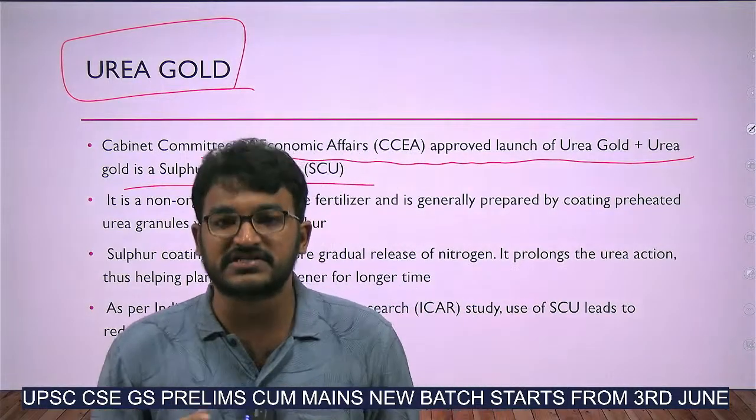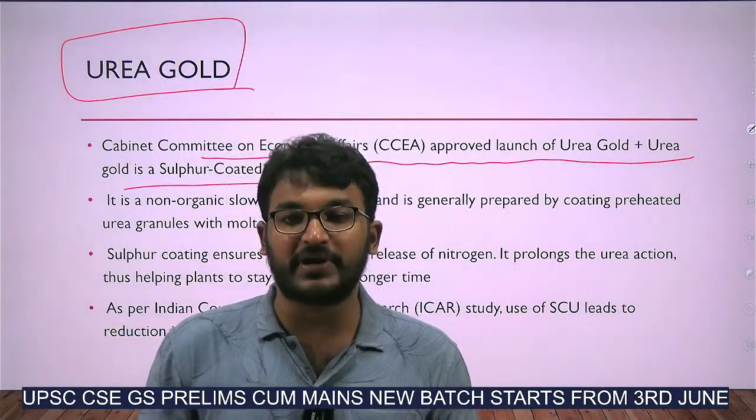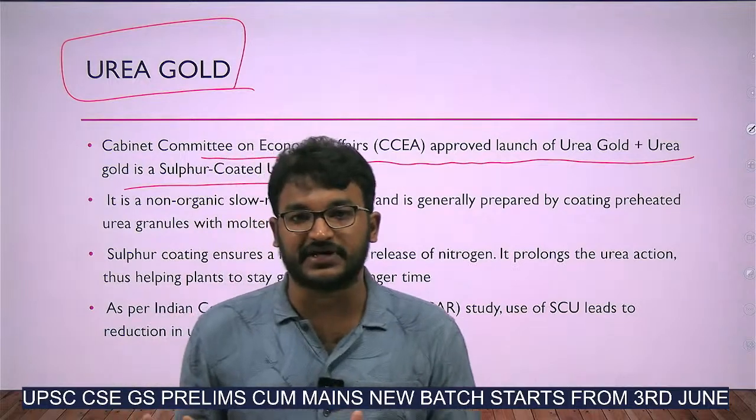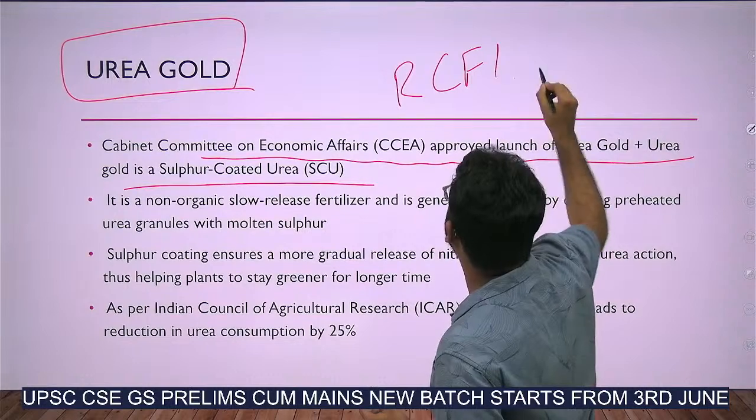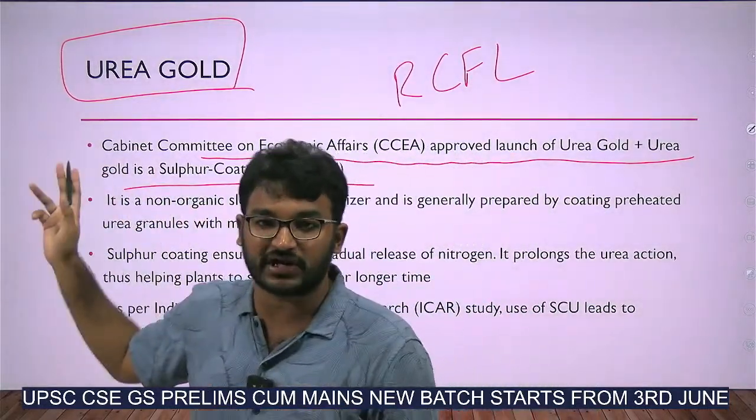And who discovered this urea gold in India? It has been developed by Rashtriya Chemicals and Fertilizer Limited. This organization has developed this urea gold in India.